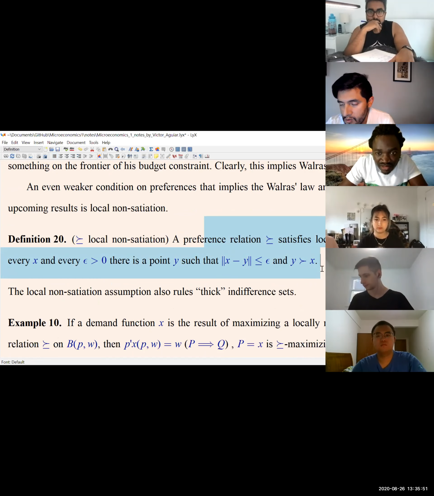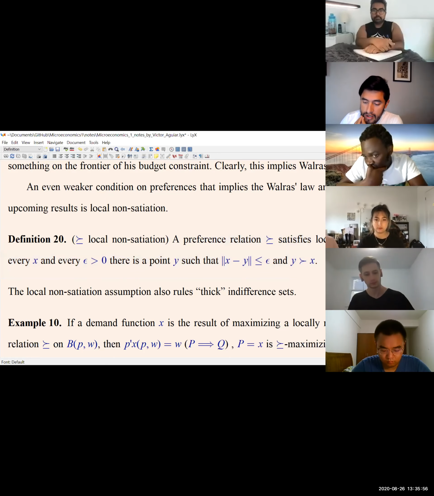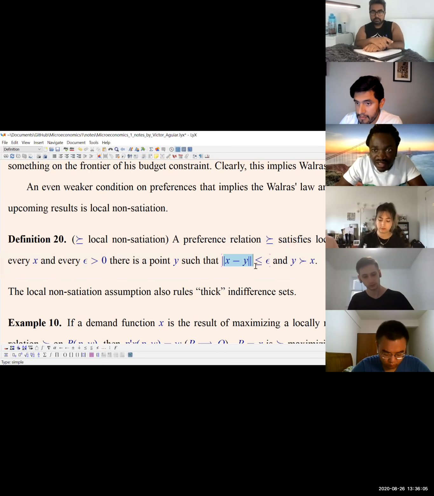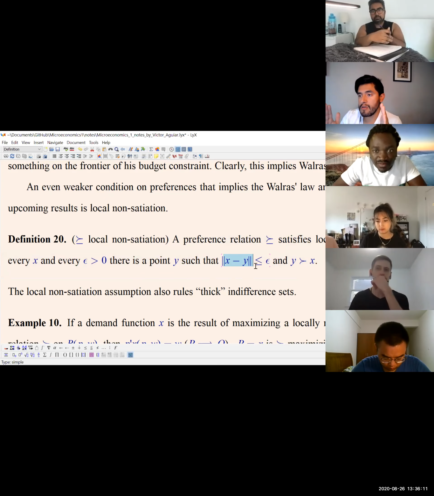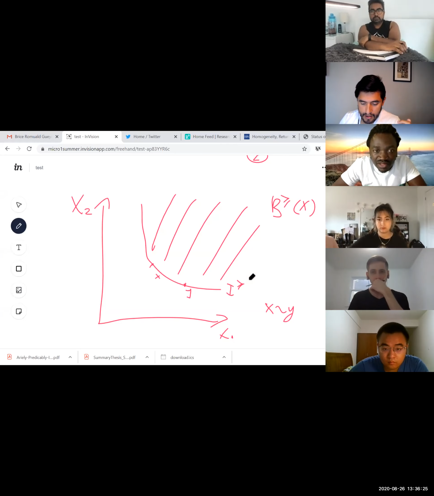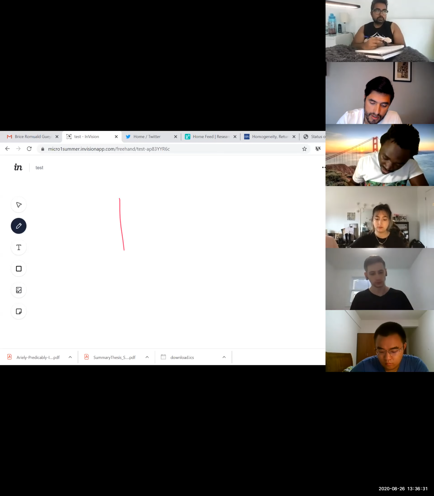So what do these preferences look like? Well, I'm going to draw it in a bit, but they tell you the following. A preference relation satisfies local non-satiation if for every x and every epsilon, there exists a point y such that the norm, which is an object from linear algebra and calculus, the distance between two vectors, is less than or equal to epsilon, and y is strictly better than x. I'm going to draw it, but basically what you have to understand is that being locally non-satiated is weaker than monotonicity.